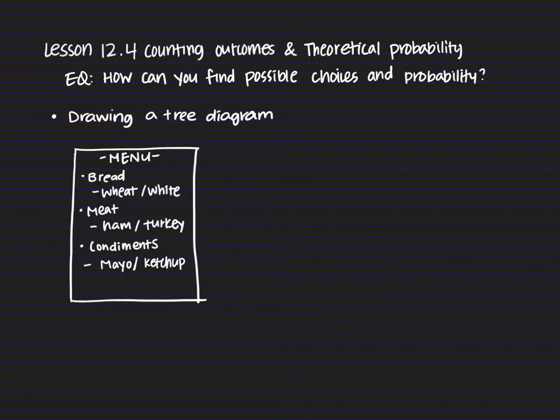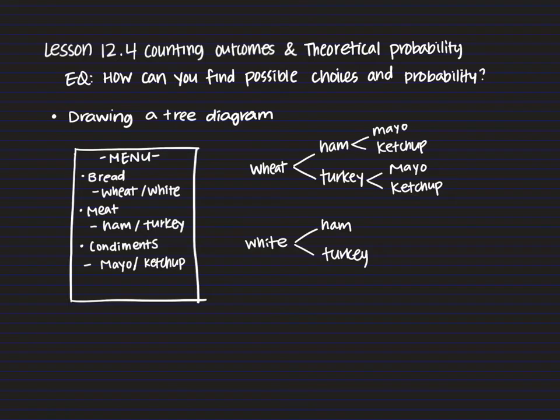First, you're going to choose the bread. So first step, I'm going to write the first two choices that I have and leave some spaces in between. And then if I choose wheat bread, I can choose either ham or turkey. Same thing for white. If I choose white bread, I can still choose ham or turkey for my meat. If I choose wheat bread and ham, I have two options for my condiments, either mayo or ketchup. And that will be the same choice. If I choose wheat bread and turkey, I still have two options, mayo and ketchup.